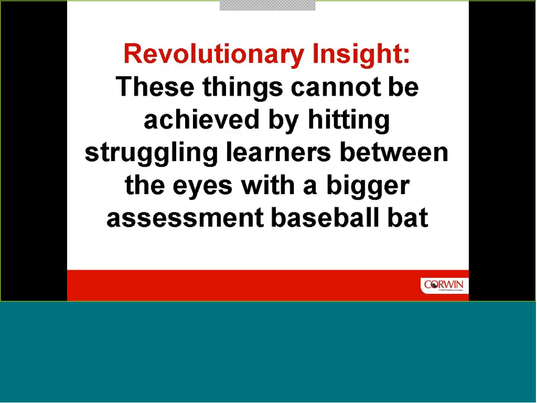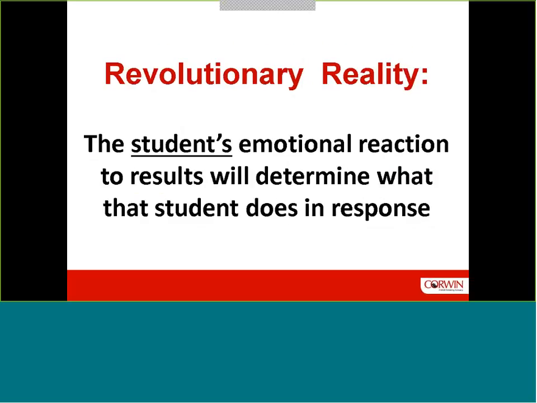The revolutionary insight on this concept, maybe not, is that these things can't be achieved by hitting struggling learners between the eyes with a bigger baseball bat. If they're on the verge of giving up on themselves, hitting them between the eyes like that is exactly the wrong thing to do, because it'll simply throw them over the edge. The revolutionary reality is that students' emotional reaction to assessment results, no matter what they are, high range or low, turns out that balance is critical.